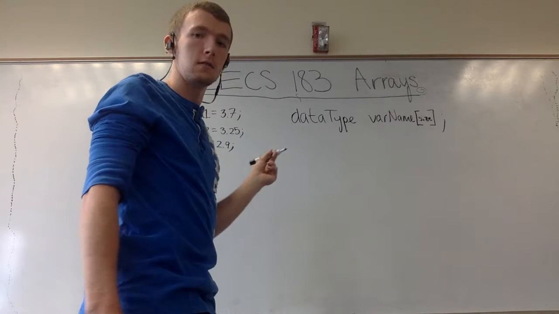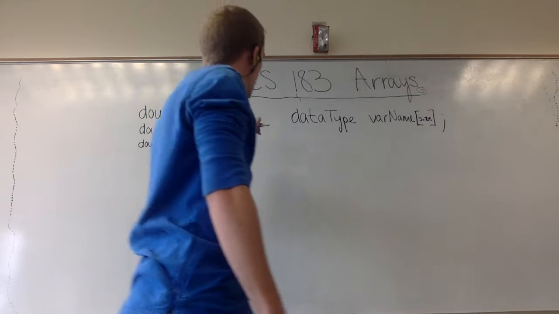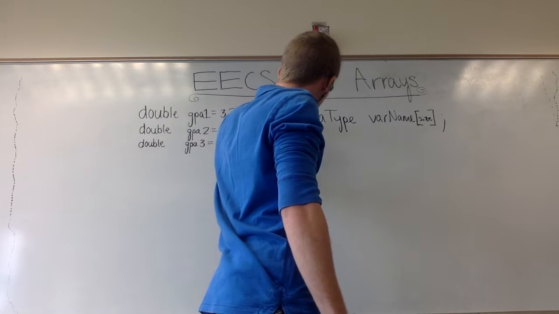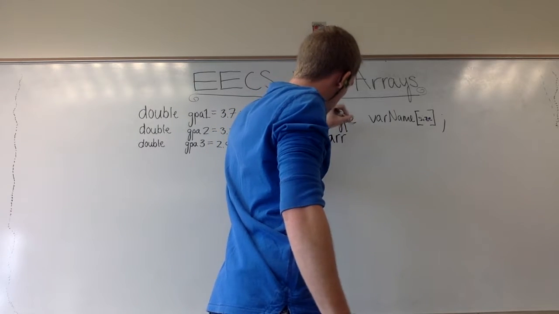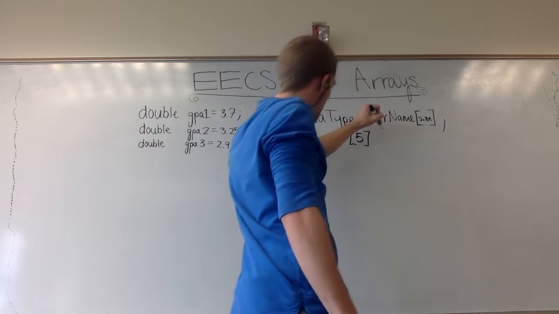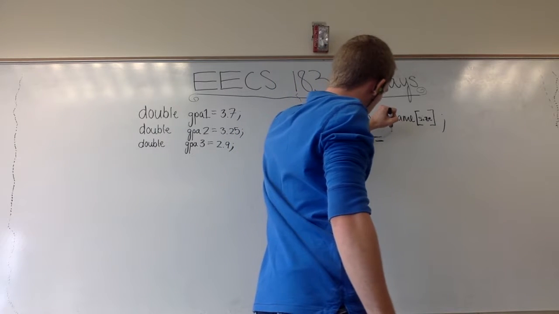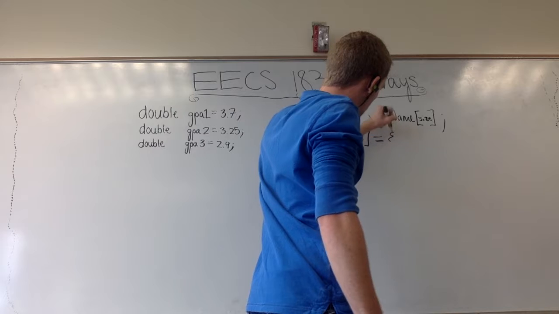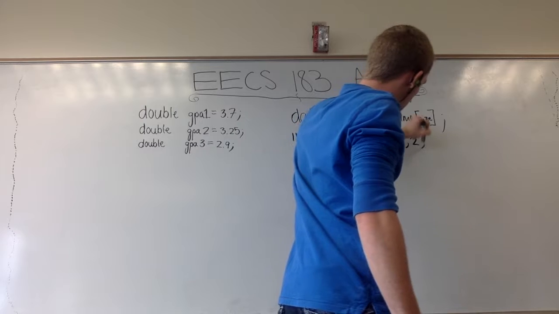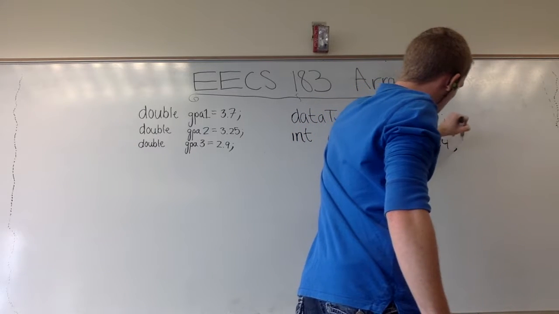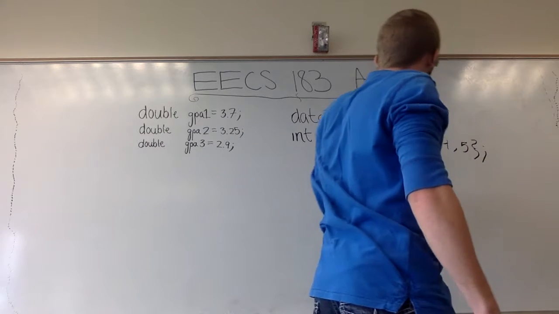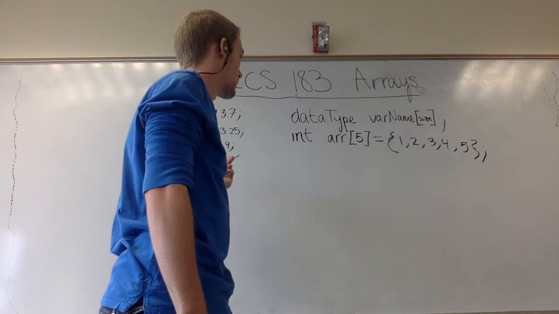Now, how do we initialize an array and fill it with values? Say we want to make an array of integers. We have int, the name of the array, and let's do 5 integers. Now we can initialize it like this. We set it equal, we do curly brackets, and then we list the elements that we want it to contain, keeping in mind the size. And then we close it with a semicolon. So that's one way to do it.